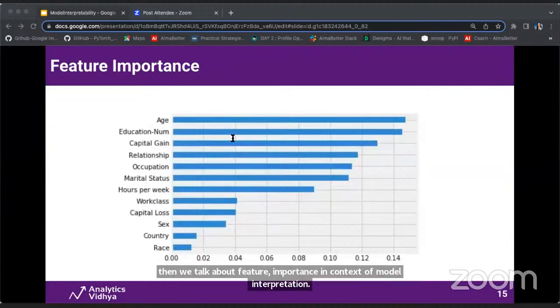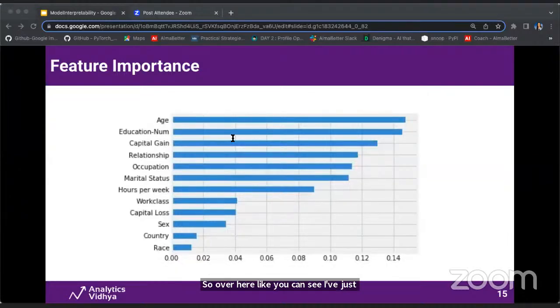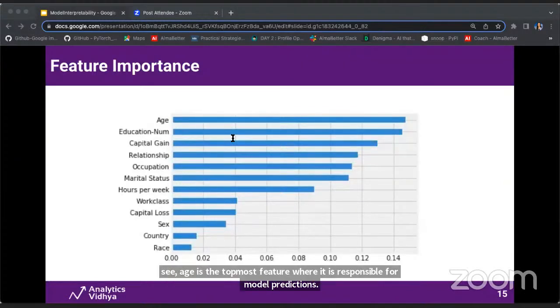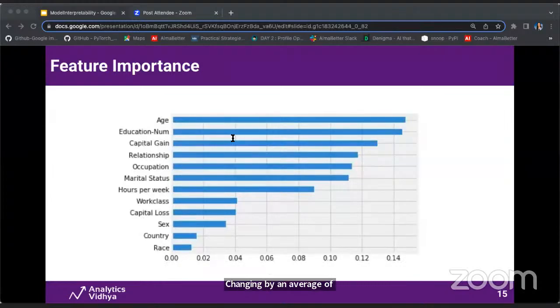Over here, you can see I've attached a sample picture. There are two features, age and education number, which are the top two features. Age is the topmost feature, where it is responsible for model predictions changing by an average of 14.5% on permuting the values of the age feature. So in short, we measure feature importance by calculating the increase of the model's prediction error after changing the feature.